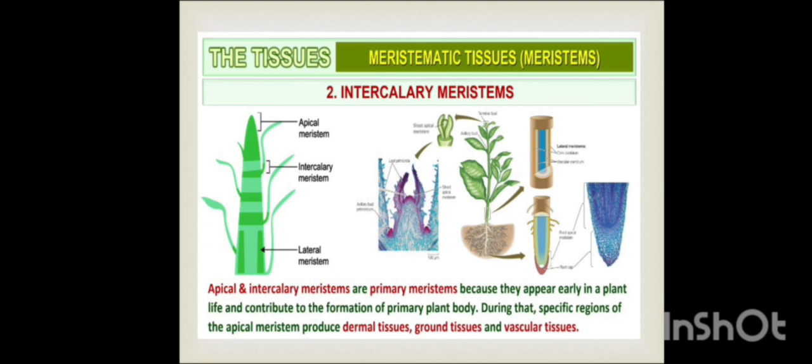When cell divisions occur, the lateral meristem is formed. It is useful for the width of the plant body. Apical and intercalary meristems are useful for the elongation and growth of the plant body. They produce dermal tissue, ground tissue and vascular tissue. When we observe a section of stem or root, we first see layers: the epidermal layer, the cortex and the vascular tissue. These are all produced from the apical meristems.